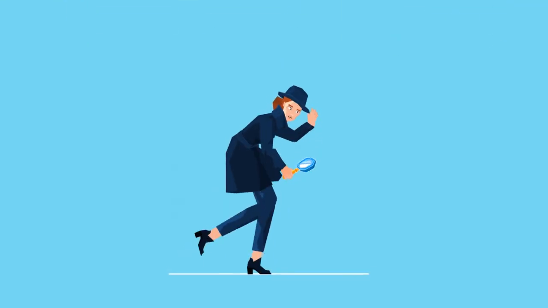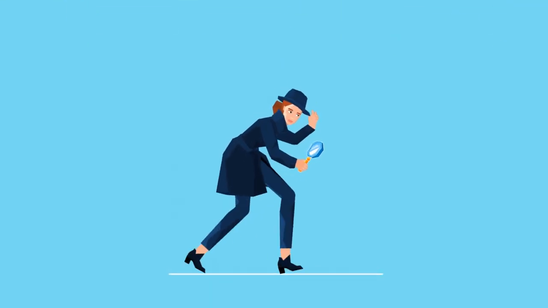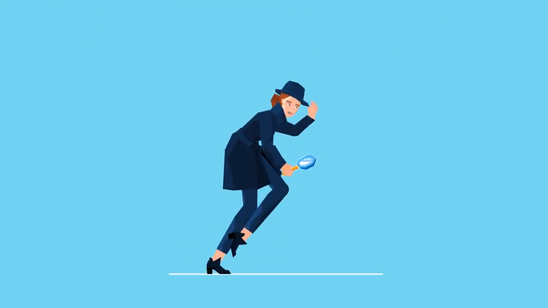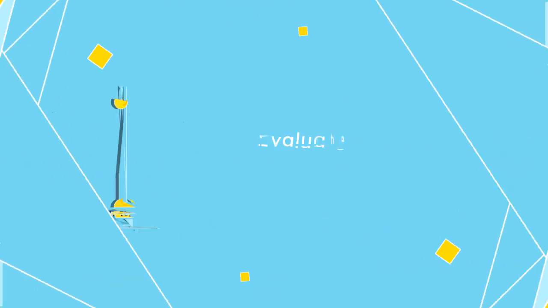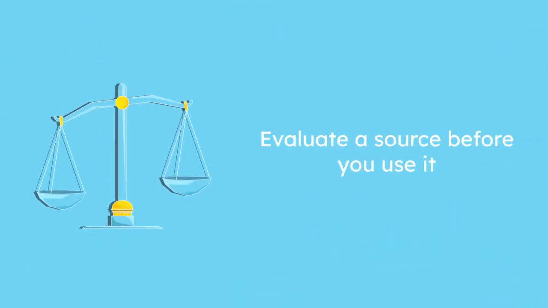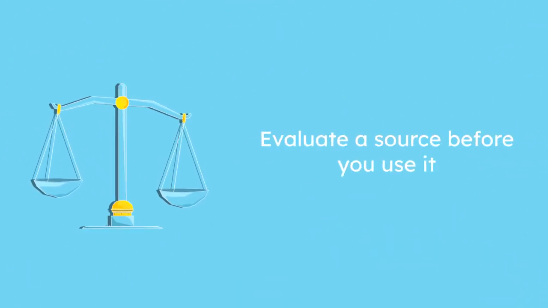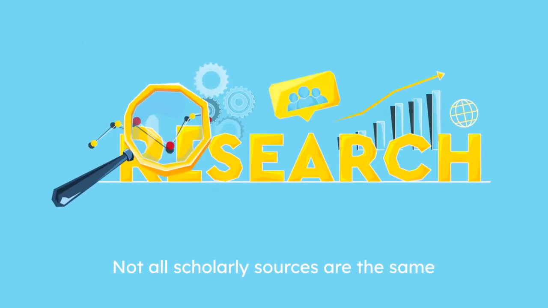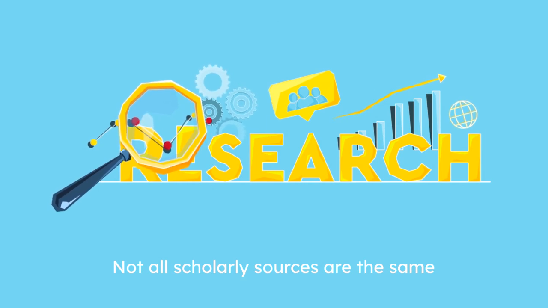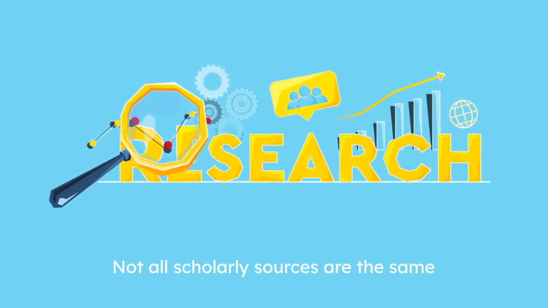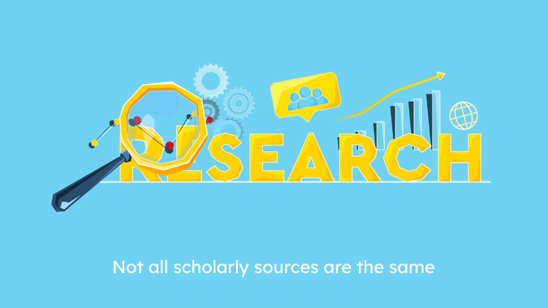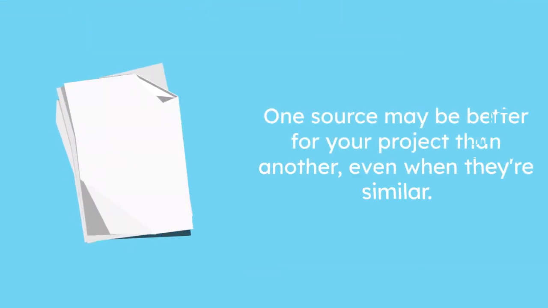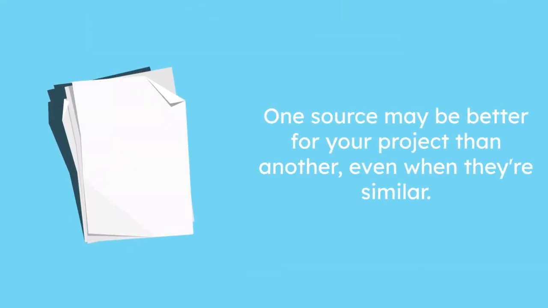We've talked about how to find sources and how to tell what kinds of sources you've found. Before you decide to use and cite a source in your project, your last step is to evaluate it. Most scholarly sources that you find through the library databases will be reputable, but they're not all exactly the same. Even if 2 articles are both 25 pages long and written by someone with a PhD, one may be better for your project than the other.